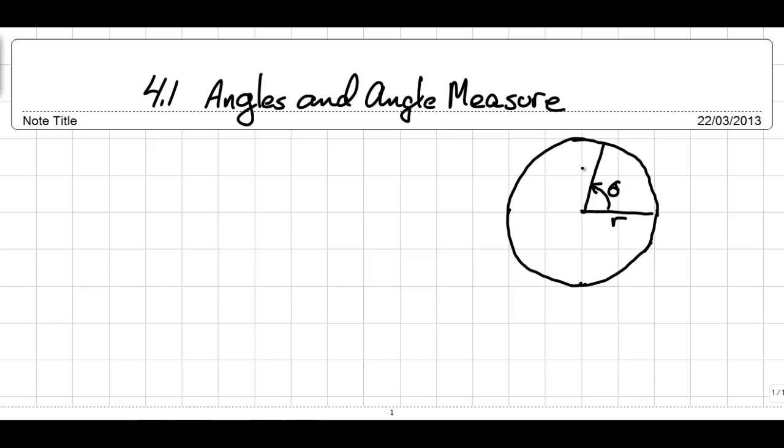So this is length r, this length r. If it opens up an arc length, if it subtends an arc that's also length r, then we can say that the angle theta here is equal to 1 radian. So we get an angle of 1 radian when the arc length that is subtended is equal to the length of the radius.